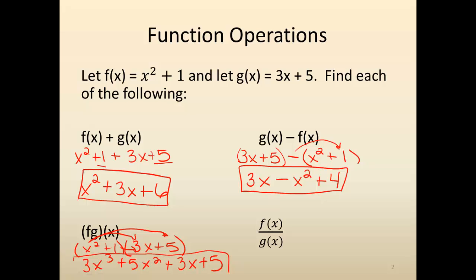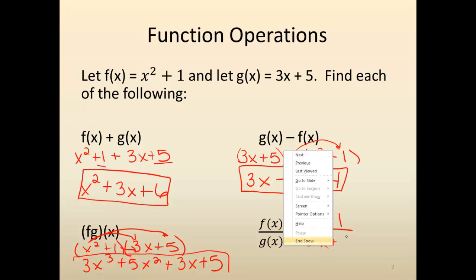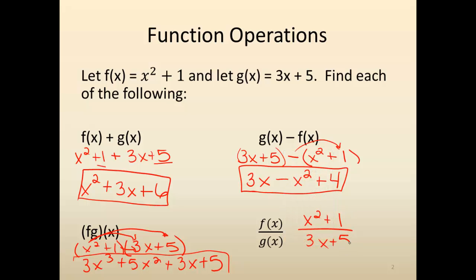And the last one you could see is division. We wrote this as f of x divided by g of x. So it's going to be x squared plus 1 divided by 3x plus 5. We could do long division to simplify, but we're going to stop right here. The only thing on this one with division, I did create a domain restriction.